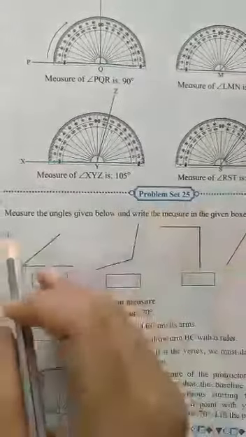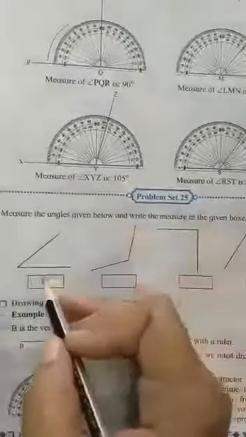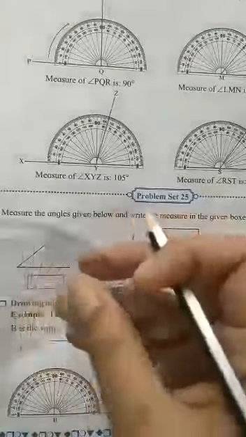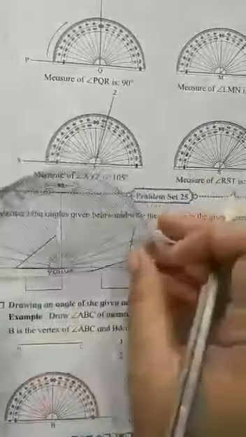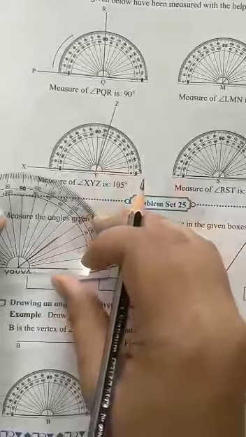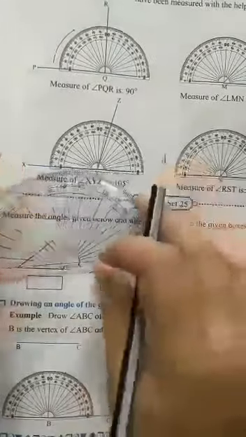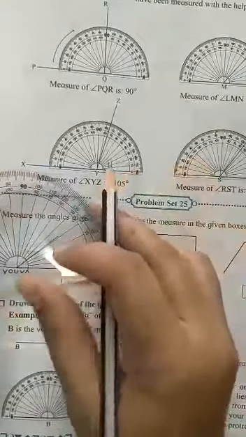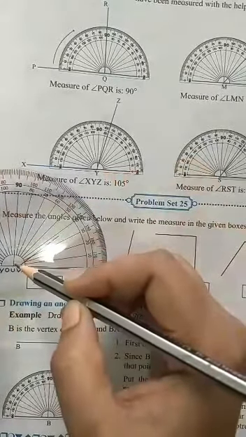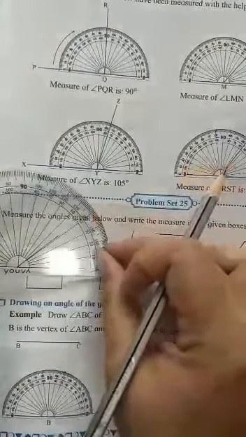Problem set 25. Measure the angles given below and write the measures in the given boxes. So we have to measure the angle. Can you see the protractor here? How do we do the measuring? See here. This is the protractor. This is the line which we have to keep on one arm, and this is the middle of the protractor, the middle part which we have to put at the point.